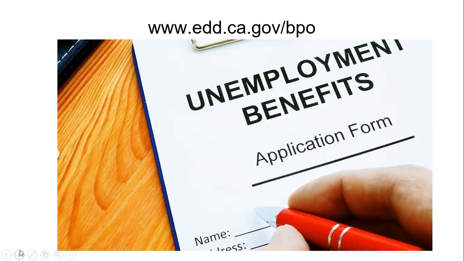In order to file for unemployment benefits, you must first create a Benefits Programs Online login through www.edd.ca.gov/BPO. Once that is created, you will be able to file a claim. Here's how the process of filing a claim goes.